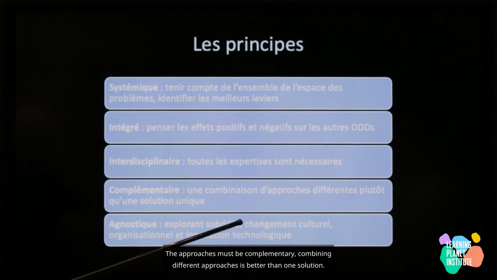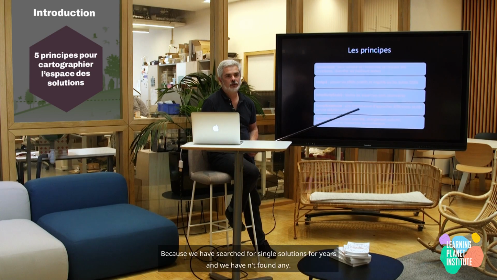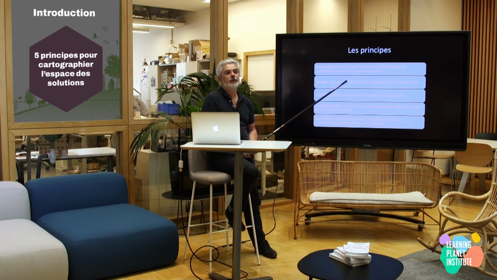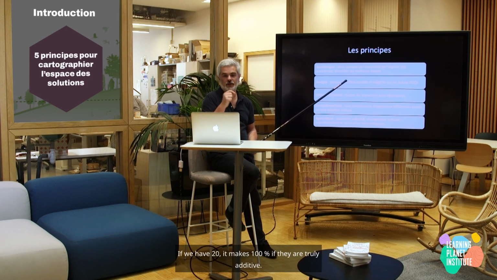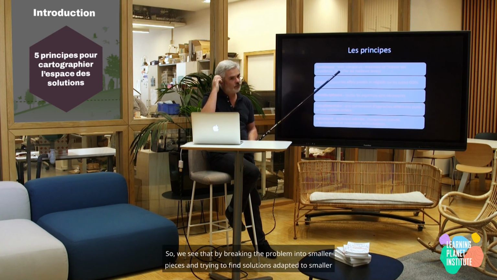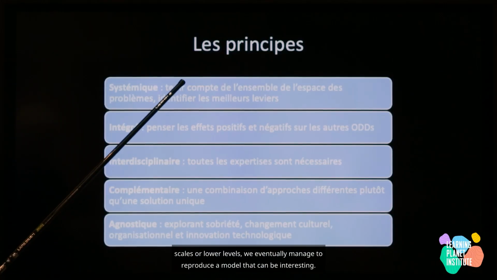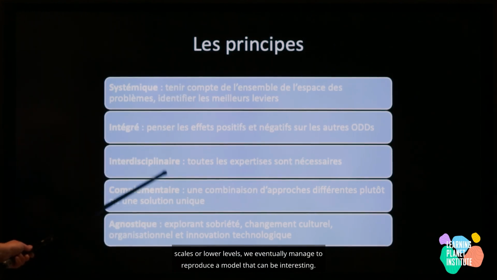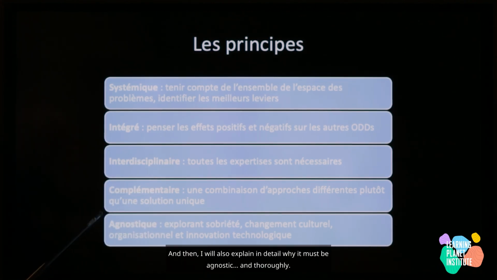Combining different approaches is better than one solution. Why? Because we have searched for single solutions for years and we haven't found any. Instead of 100%, if we have 5%, it's not much. If we have 20, it makes 100% if they are truly additive. So we see that by breaking the problem into smaller pieces and trying to find solutions adapted to smaller scales or lower levels, we eventually manage to reproduce a model that can be interesting. And then I will also explain in detail why it must be agnostic and thorough.